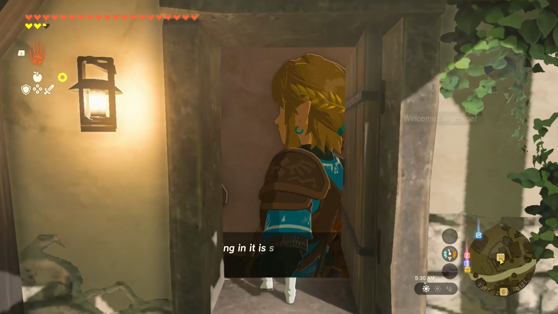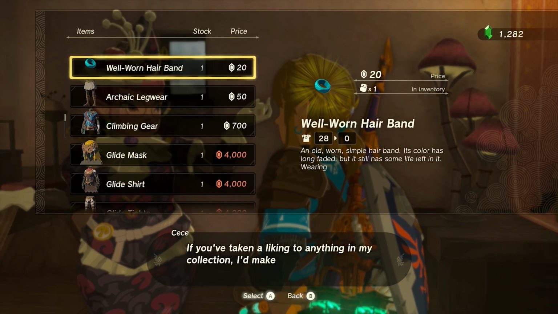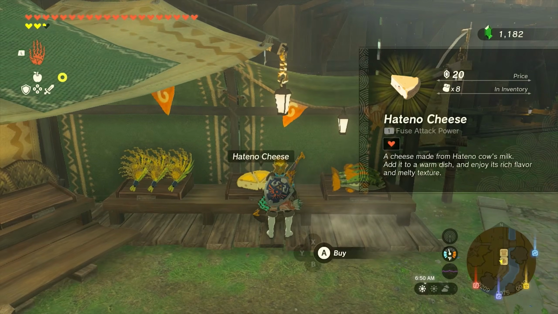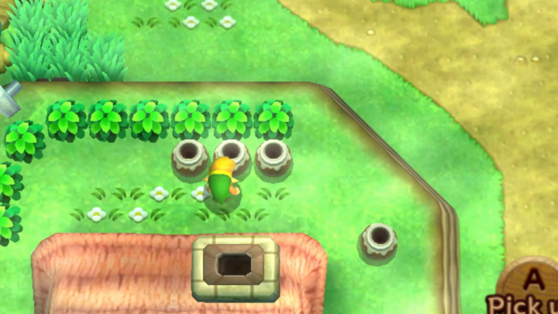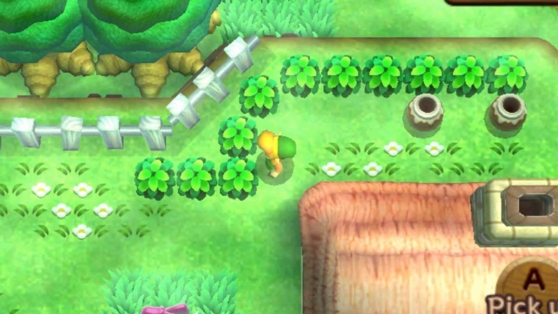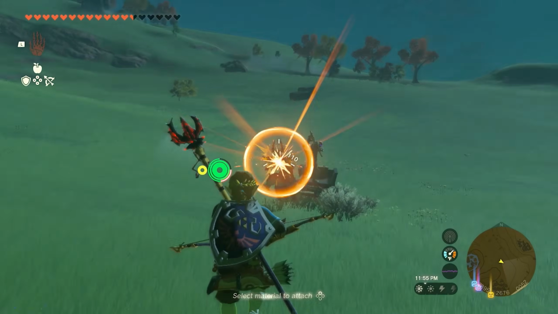Rupees are one of the most important items in Tears of the Kingdom. They allow you to buy almost any armor set in the game, as well as being your main source of arrows and some materials. In the past, the main way of obtaining rupees was through breaking pots or opening chests, but this is completely different in Tears of the Kingdom.